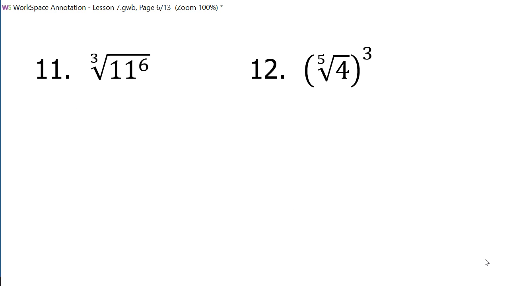Okay, you do 11 and 12. So problem 11, we have the cube root of 11 to the 6th power. Number 12, it's the 5th root of 4 in the parentheses to the 3rd power. So write both of those as rational exponents.